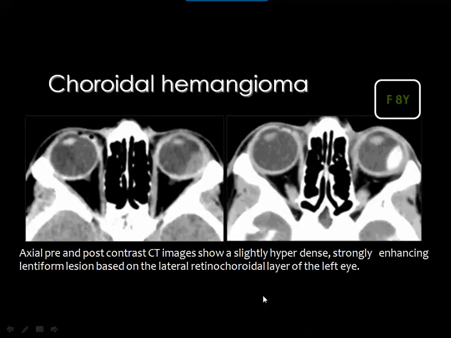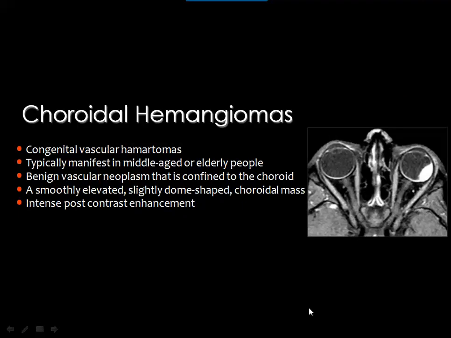And if you look here, this is the choroidal hemangioma in a child. The lesion before contrast injection looks like this, and after injection of contrast it shows intense homogeneous contrast enhancement. This choroidal hemangioma is a congenital vascular lesion, usually manifesting in middle age or elderly people, but can be seen also in the pediatric age group.